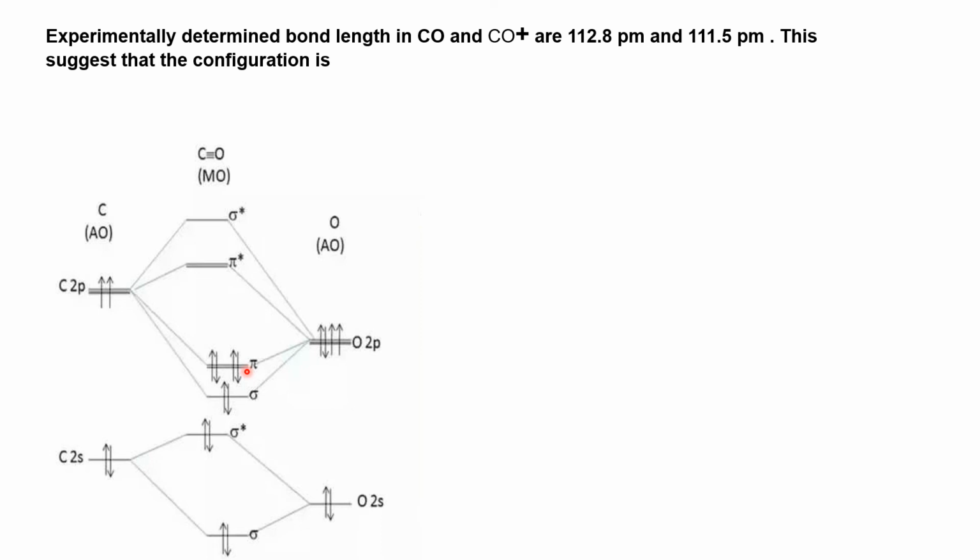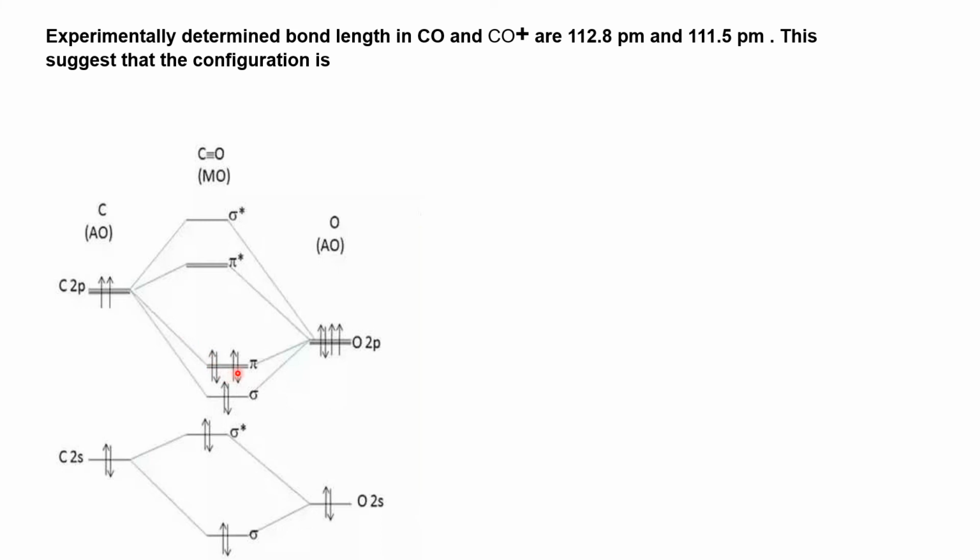When bond order decreases, what happens? Bond length increases. But for CO plus, the bond length is decreasing. That means the electron has to be lost from the anti-bonding molecular orbital rather than bonding molecular orbital. You got it?